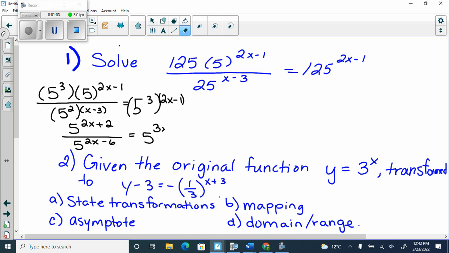6x minus 3. Okay, what do we do on that left side now that we have division? Minus. We're in a minus.